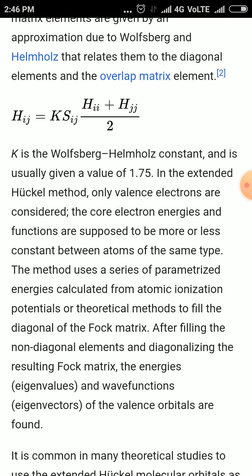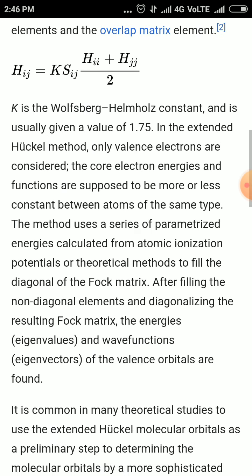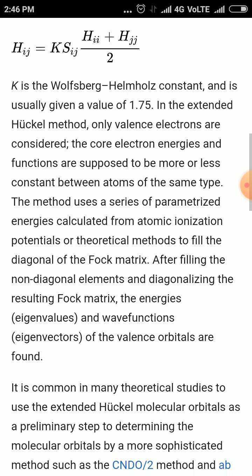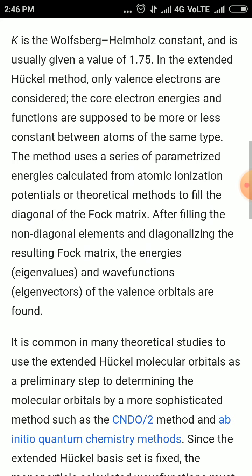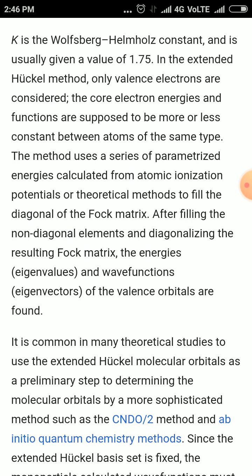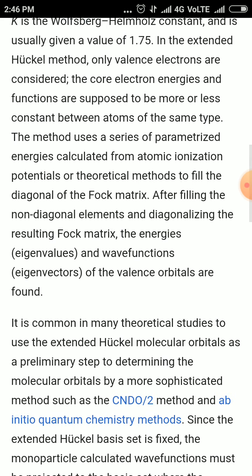In the extended Huckel method, only valence electrons are considered. The core electrons' energies and functions are supposed to be more or less constant between atoms of the same type. The method uses a series of parametrized energy calculations for atomic ionization potentials or theoretical methods to fill the diagonal of the Fock matrix. After filling the non-diagonal elements, the diagonalization of the resulting Fock matrix gives the energies and wave functions of the valence orbitals.